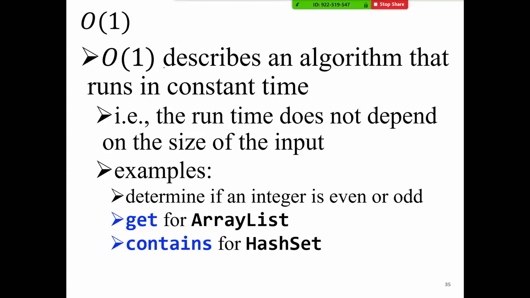This kind of time complexity applies to contains in the hash set. That's why I told you hash set is better than a tree set. Because with contains, if you want to test whether the element is there inside the hash set, you only need constant time. It doesn't matter how big the set is, you only need constant time complexity to test if the element is a member of that set or not.